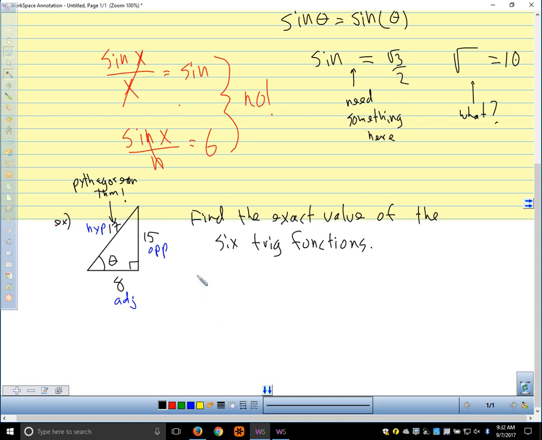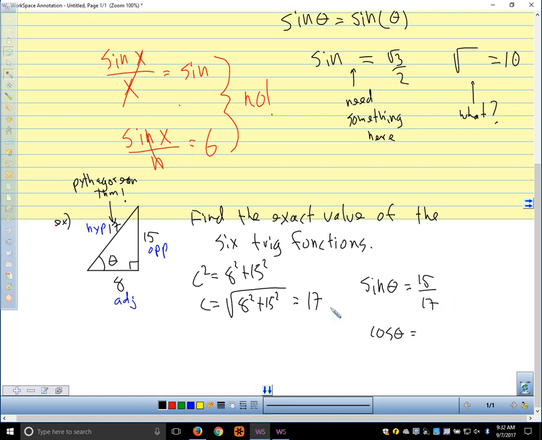Well, we can always say c squared equals 8 squared plus 15 squared. So c equals the square root of 8 squared plus 15 squared. And we could calculate that out, and we'd see that's 17. Sometimes the book will give you a nice Pythagorean triple. And then we can write our ratios. So I'm not going to write them all out. So we can say sine theta is opposite over hypotenuse, 15/17. Cosine theta is 8/17. And so on. So we can write all 6 of them.